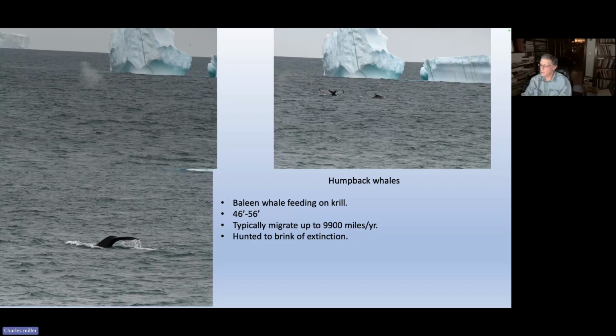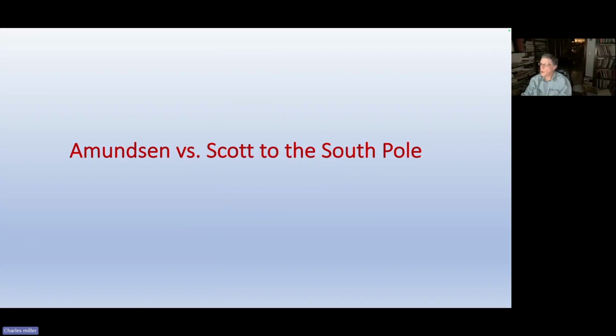So now we come to the end of the talk. And two of them were simultaneous. Amundsen from Norway and Scott from Great Britain. Amundsen beat Scott's expedition by about a month. Everyone on Amundsen's expedition lived. Everyone in Scott's expedition died.